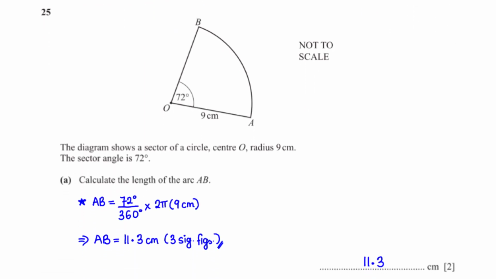The diagram shows a sector of a circle, center O, radius 9 centimeters. The sector angle is 72 degrees. Calculate the length of the arc AB. The formula for arc length is theta over 360 degrees times 2 pi r, where theta in this case is 72 degrees and the radius r is 9 centimeters. When we type this into the calculator, we get 11.3 centimeters rounded to 3 significant figures.